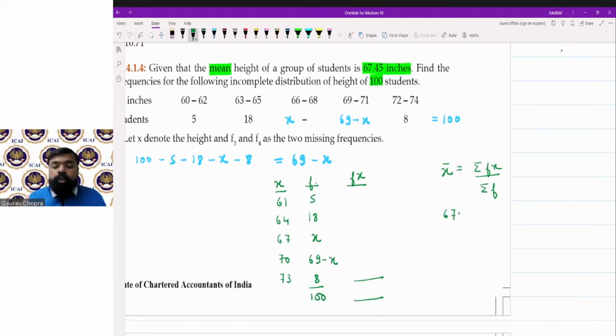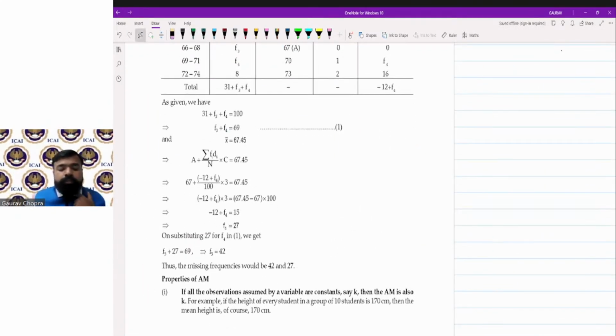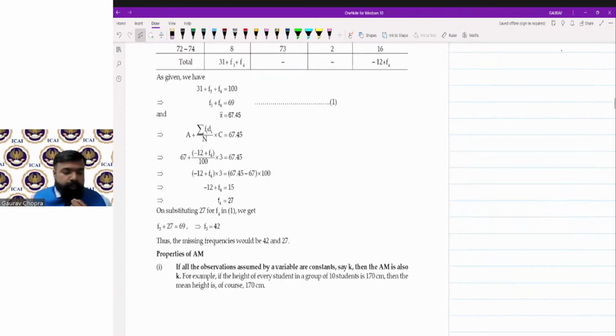where you are having 67.45 as the x bar. In the denominator, you are having 100 as the total. Now simply find fx, put the value, and your answer will be there. So it is very easy to solve. Okay, so always take in single terms. If you have taken one value as x, the other will be 100 minus all the values. Okay, so you can easily solve in this manner and you will get the answer. Okay, so let's move towards the next one.